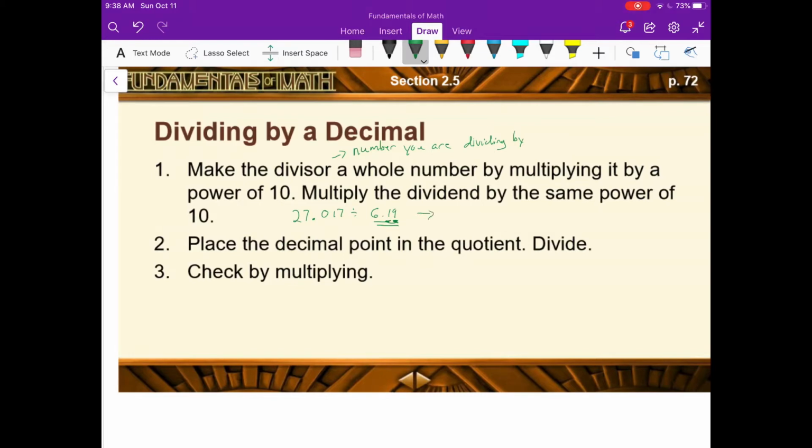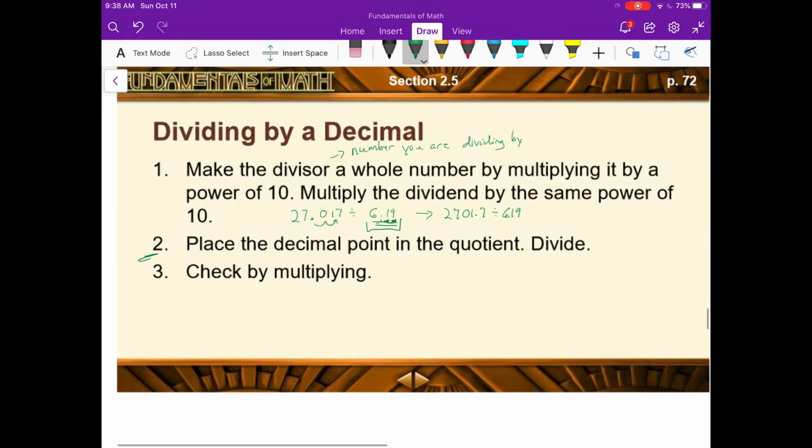So this is the same as dividing. When you multiply by 100, we're going to move the decimal place over 2 places. And we want to move it over 2 places because of this one. So 2701.7 divided by 619. And then you go ahead and divide. So this is going to be 619 into 2,701 and 7/10, and then we put the decimal place where we want it, and we divide.